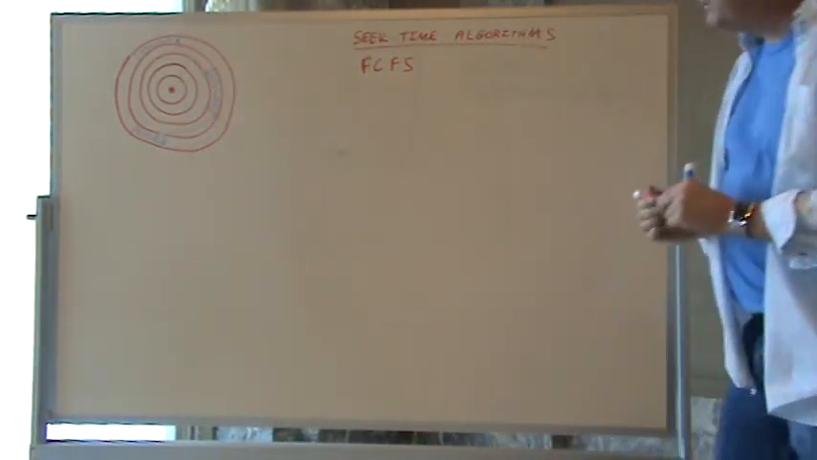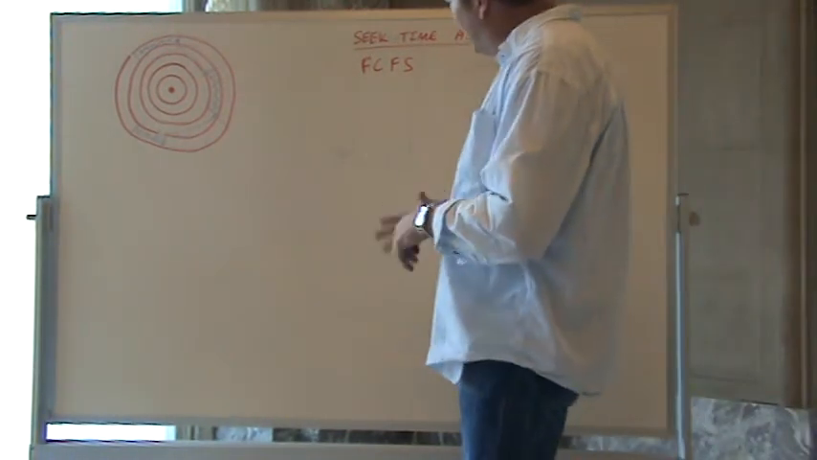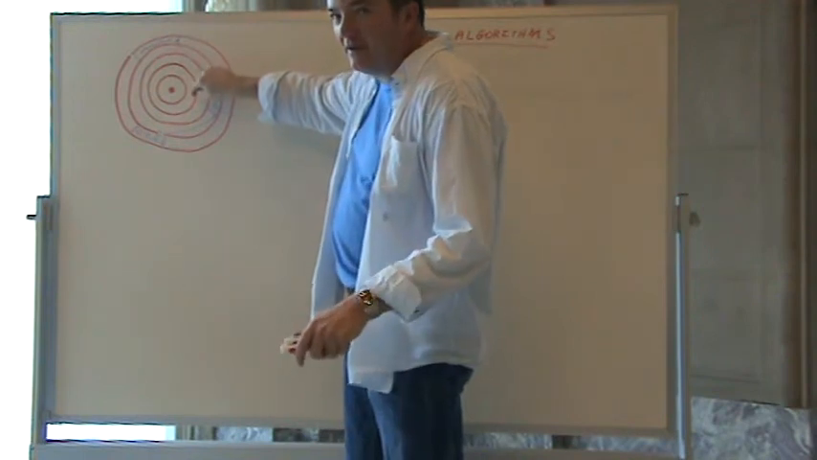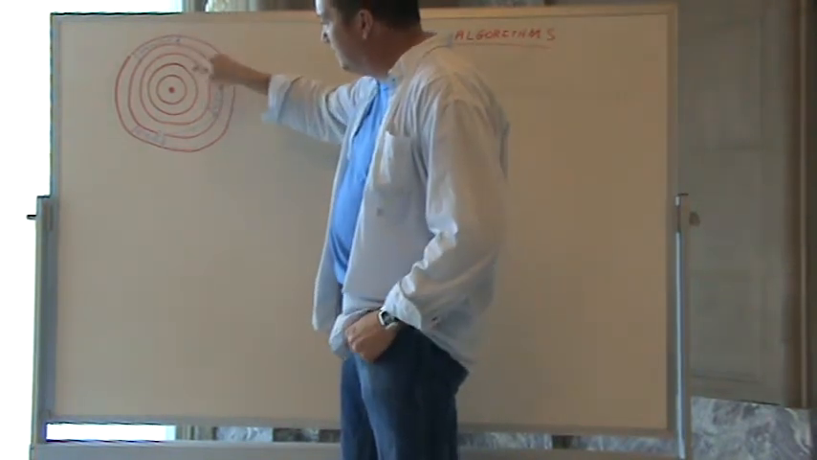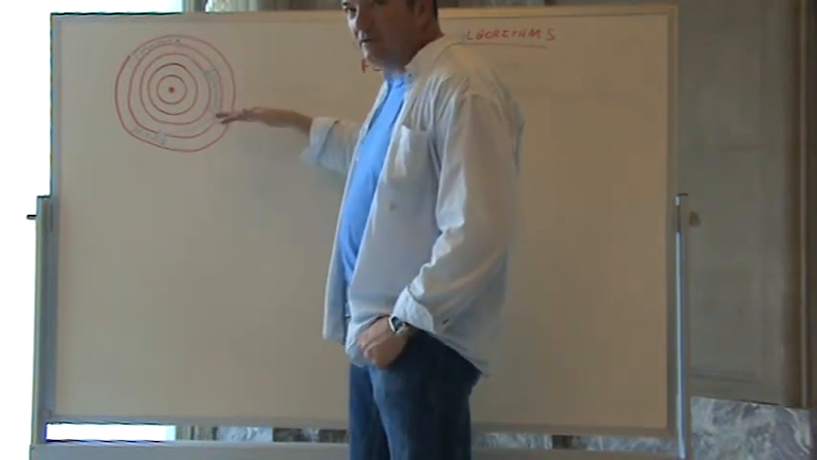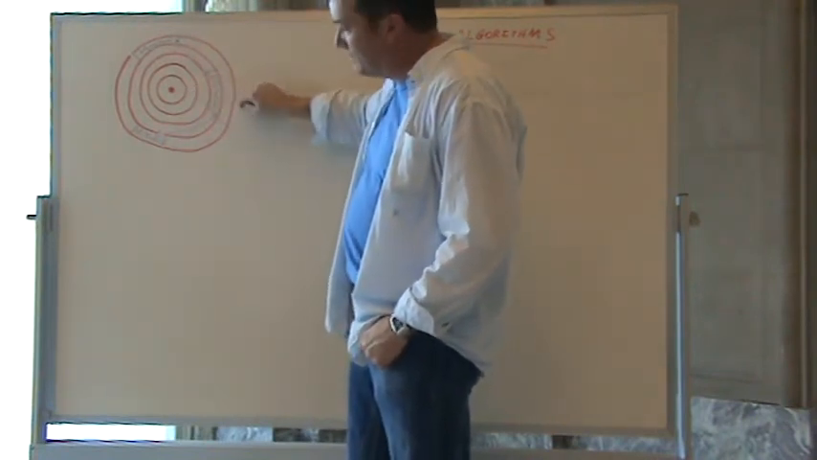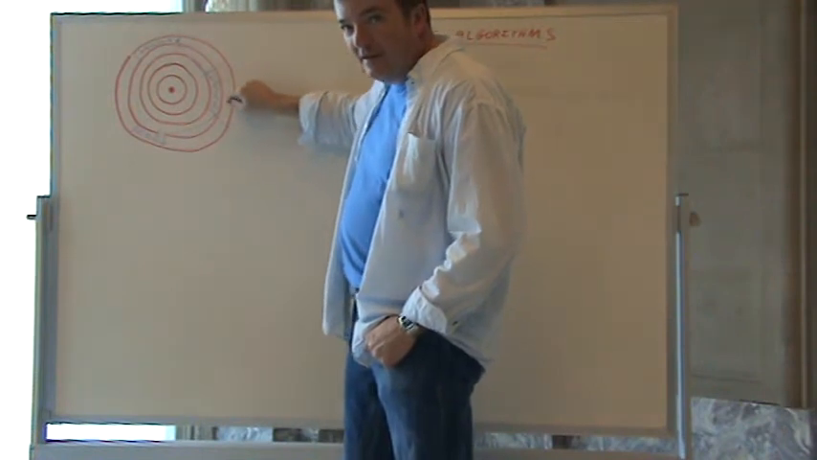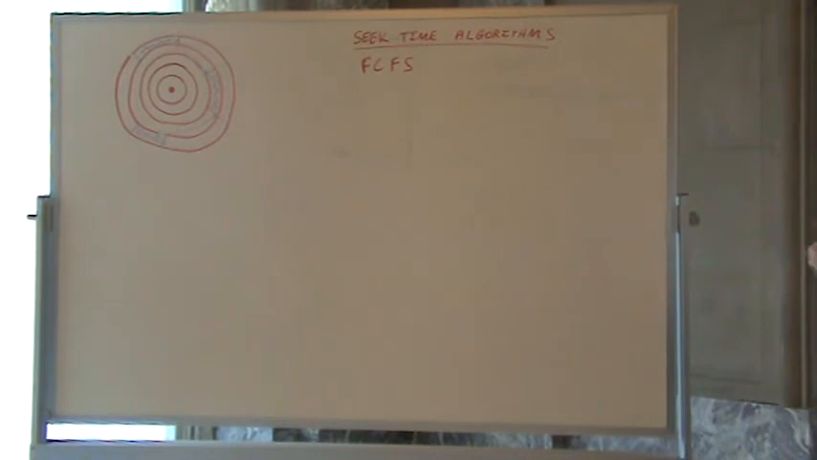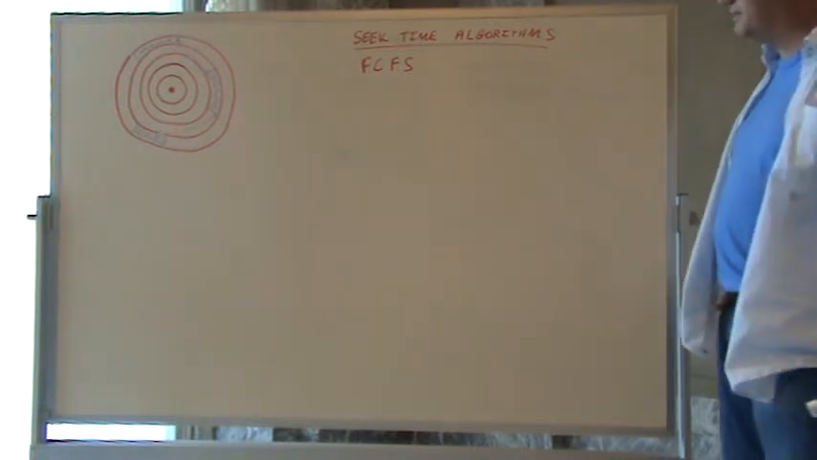So that would mean that whatever request comes in first, the read-write arm goes out and gets that file, and depending on how it was allocated, that determines how much time it takes. The next one that comes in gets serviced second. So the read-write arm would go back to the beginning and then start moving across the track and find the next request. That's kind of fair, and that way there's no starvation or anything like that.